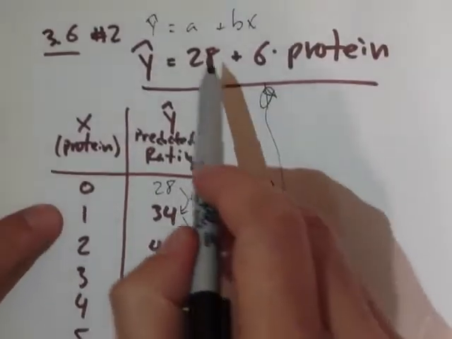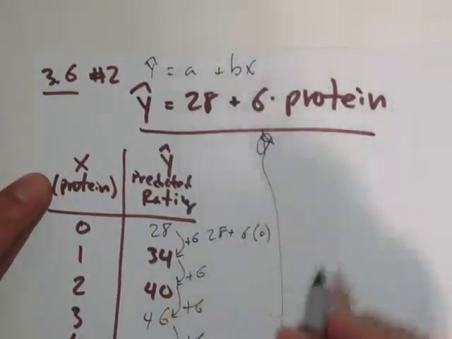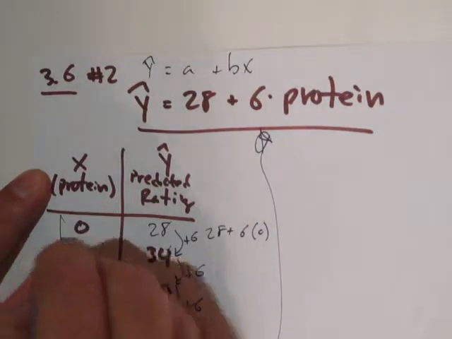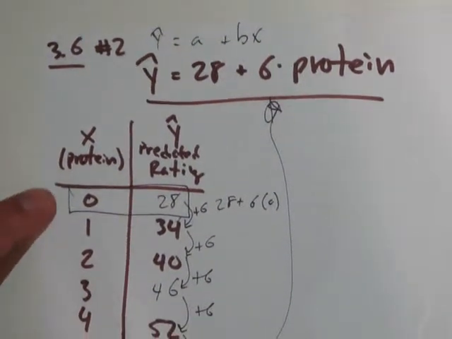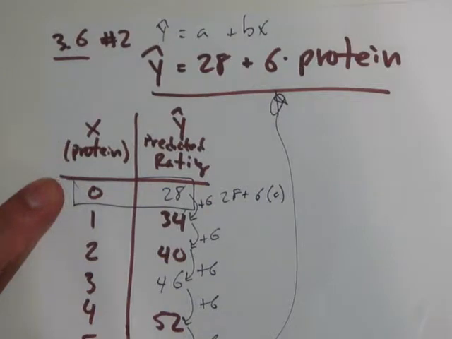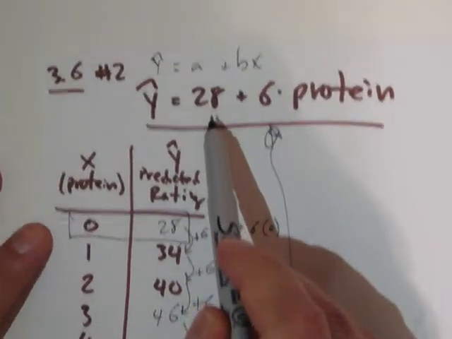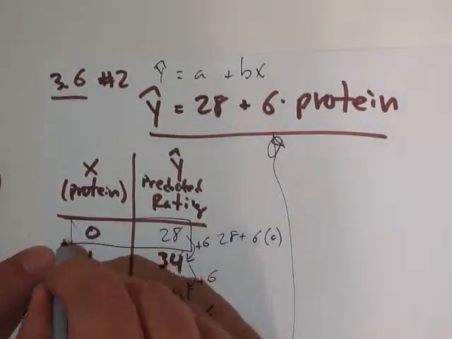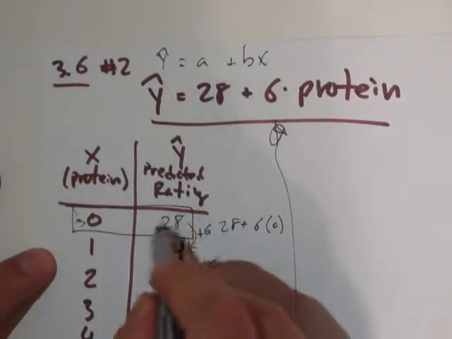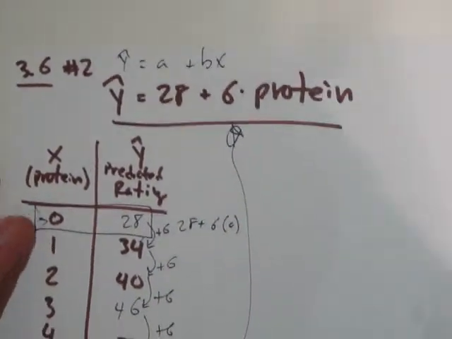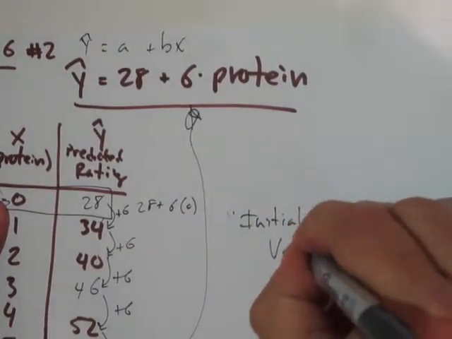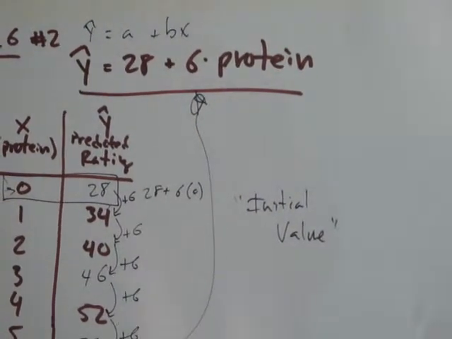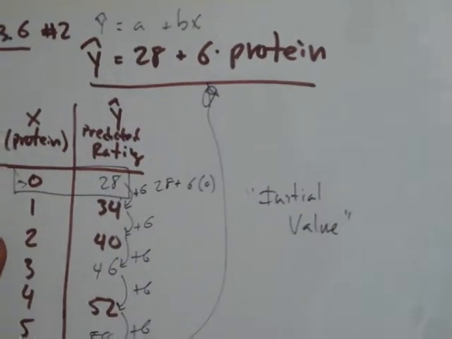Now this value, the 28, that's like this first row right here. The first row is this 0, 28. That would be a situation where we had a cereal that had no protein at all, so 0 grams of protein. If we had no protein, then we would have a rating of 28. Because we plug in a 0, the 28 is sometimes referred to as the initial value, because that's when you plug in a 0. The line starts from right there.